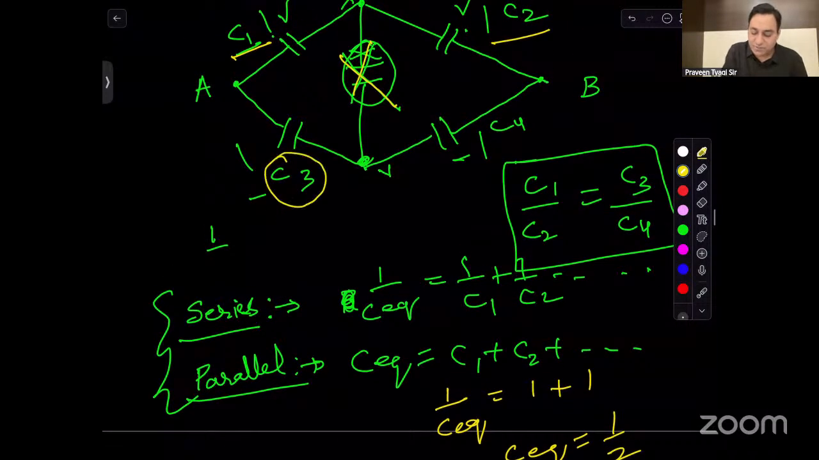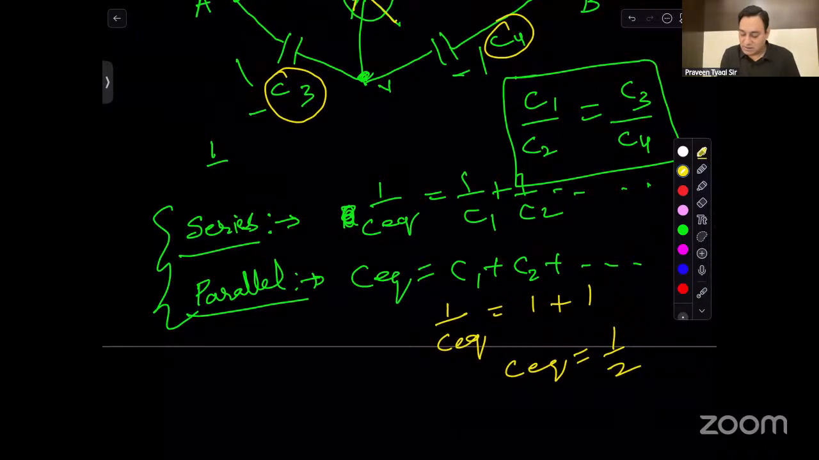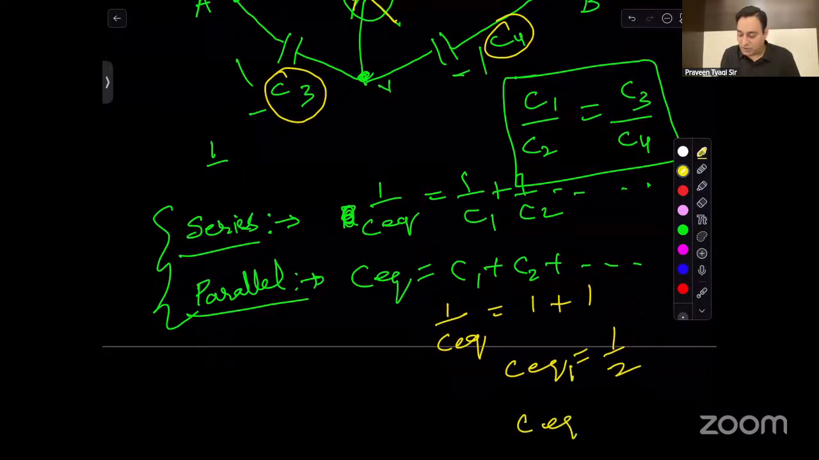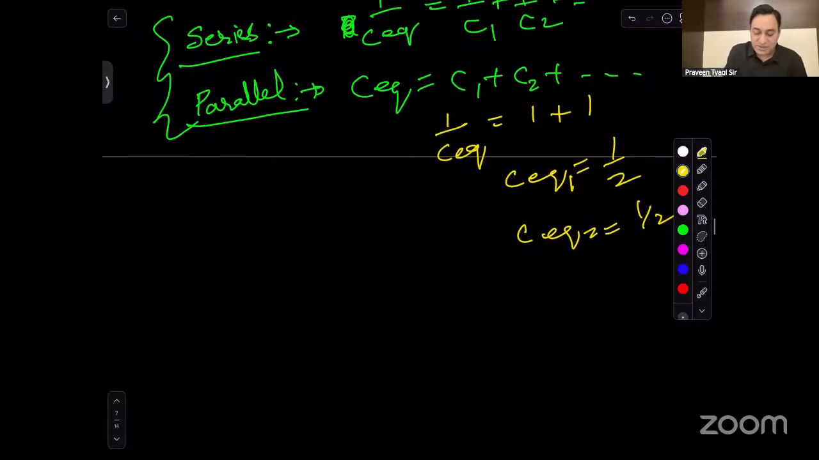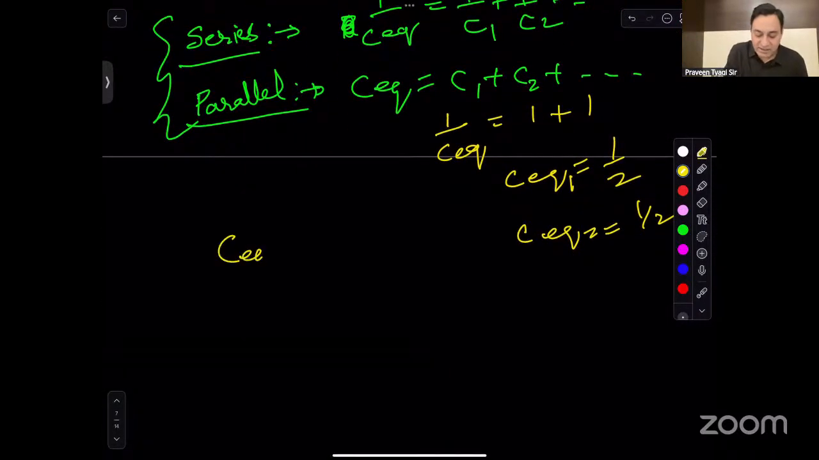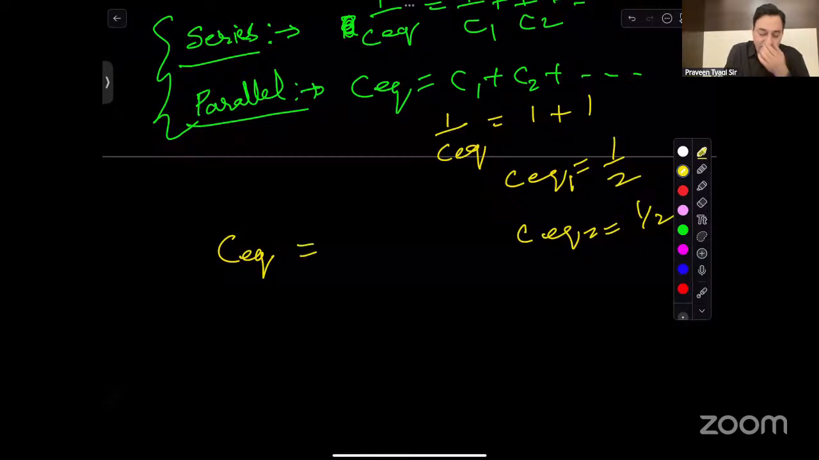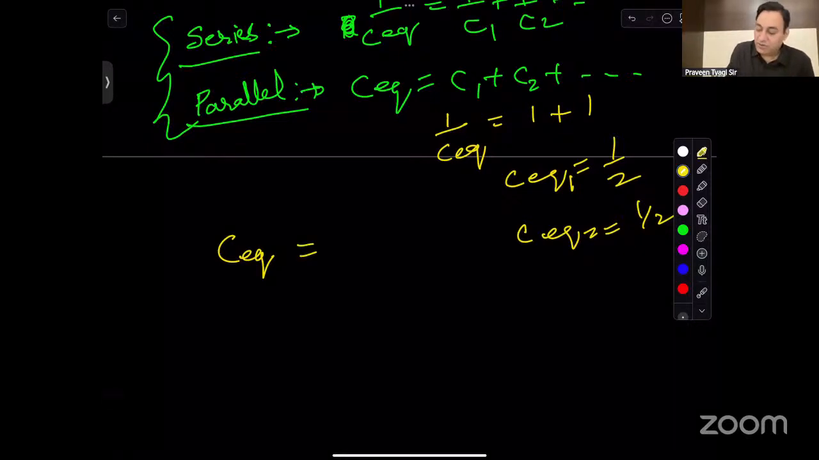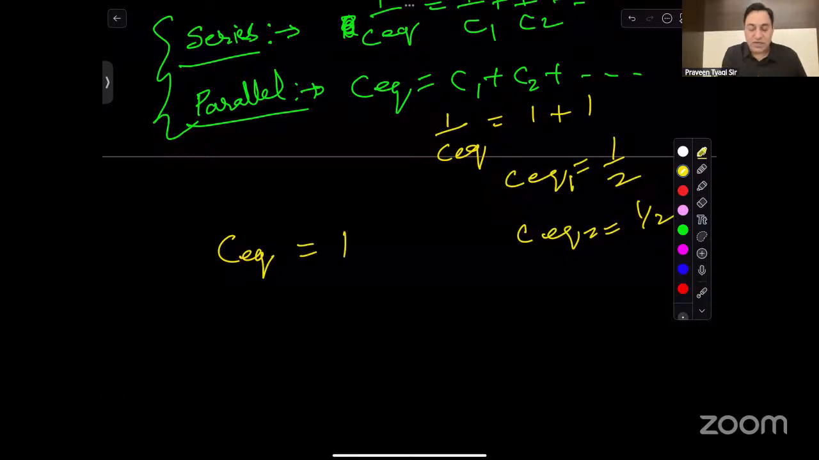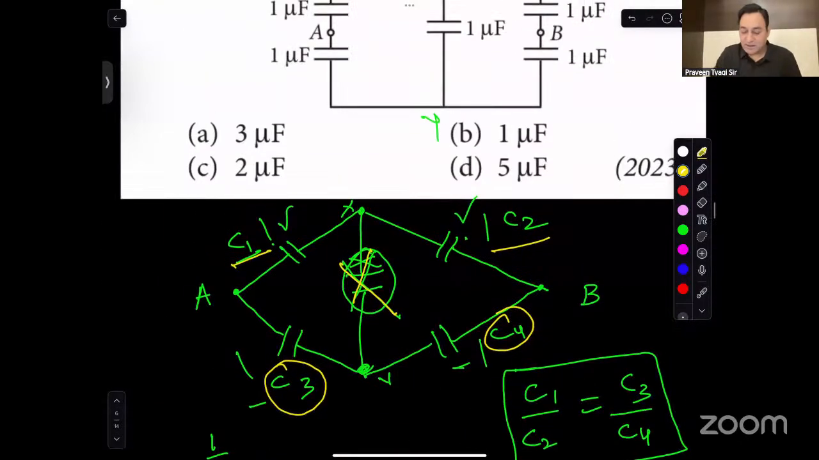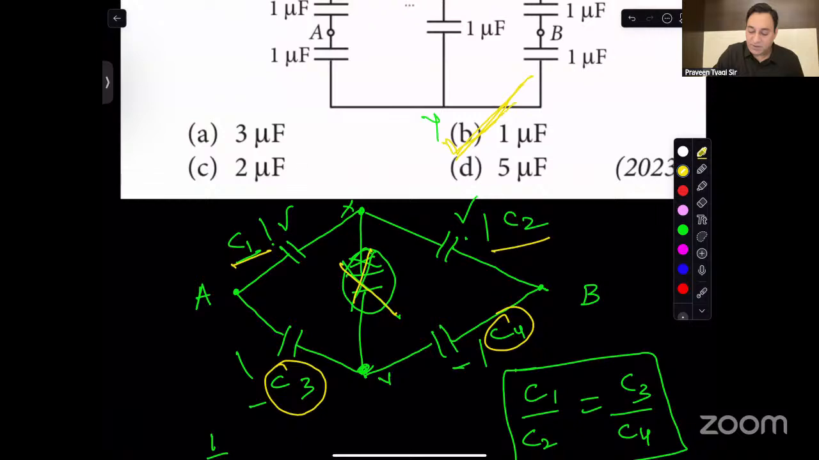For these two, again the same story, 1 by 2. C equivalent 1, C equivalent 2 is 1 by 2. And if I want to find the total capacitance between A and B, say C equivalent, these two are in parallel. So 1 by 2 plus 1 by 2, that is 1. So the answer is 1, and B will be the answer.